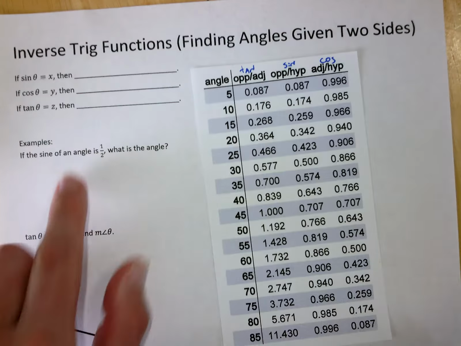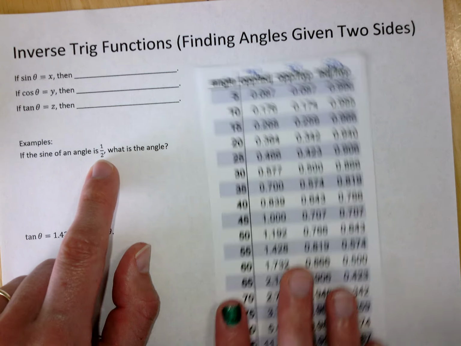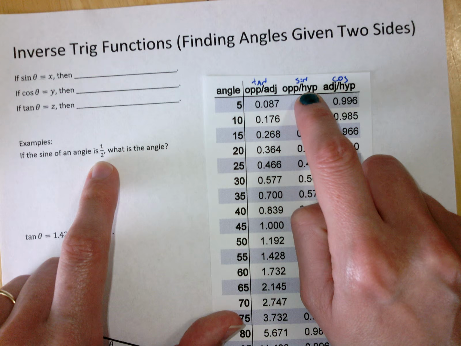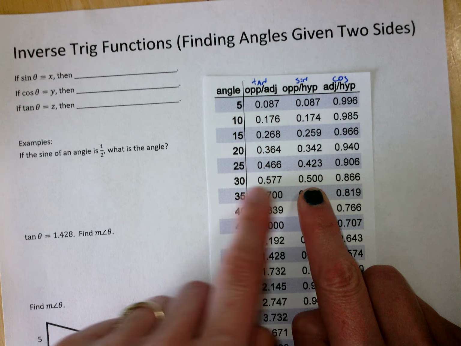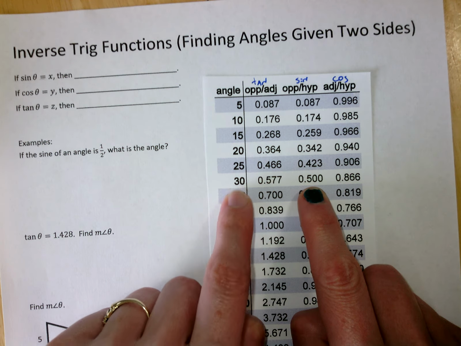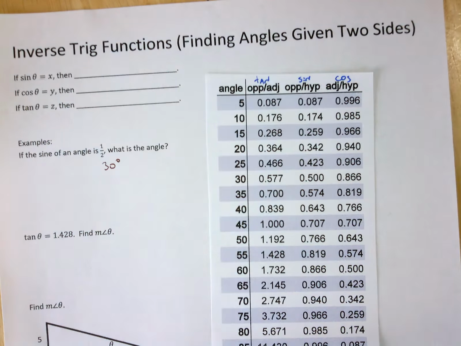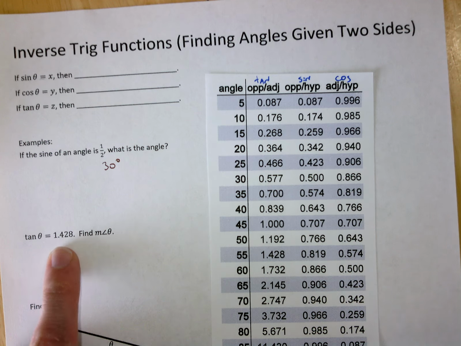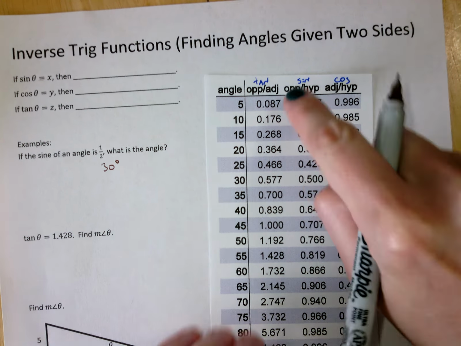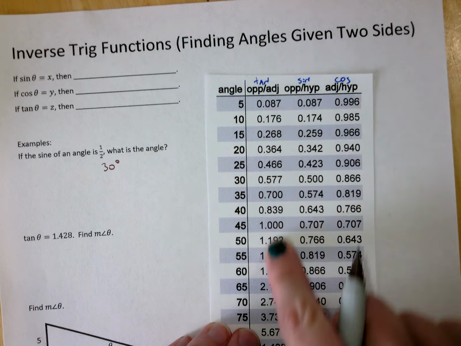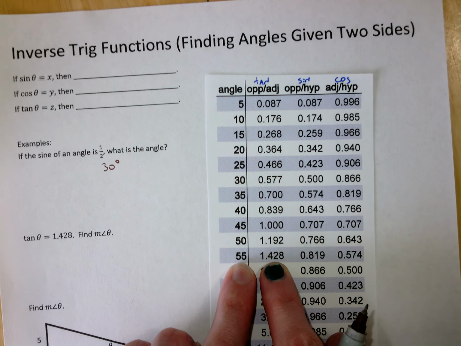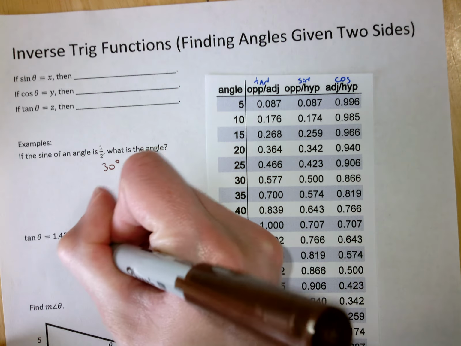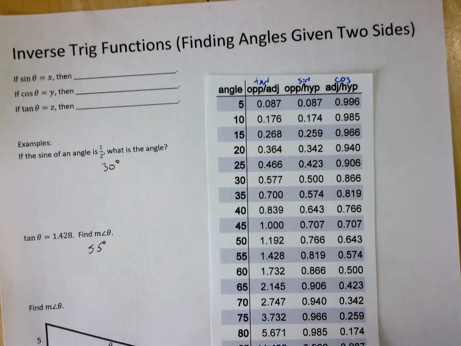So this one, they tell you that the sine is 1/2. So the sine, that's my opposite over hypotenuse, is 1/2, which is 0.5. What's the angle? Well, it's 30 degrees, right? Because that's what my table tells me. So I know that this one's going to have to be 30 degrees. Okay, this one tells me that my tangent is 1.428. So what's the angle? That's a 55-degree angle, okay? Because that's what my table tells me. Okay, so that's all that we're doing here.